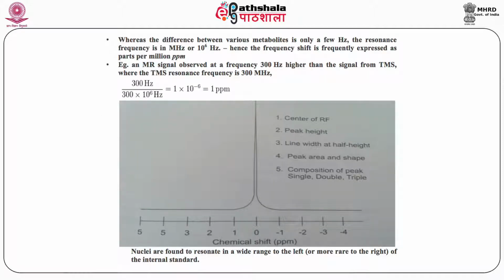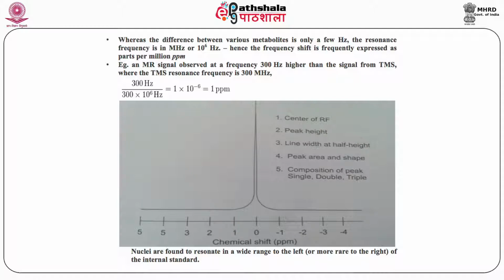Now the frequency difference between various metabolites is only a few hertz following the chemical shift, whereas the resonance frequency is measured in megahertz. Hence, it is important for us to express frequency shift in parts per million, that is 10 raised to 6. For an example, an MR signal observed at a frequency of 300 Hz higher than the signal of a standard like TMS, where the TMS resonance frequency is 300 MHz.